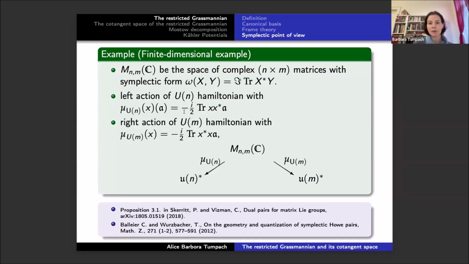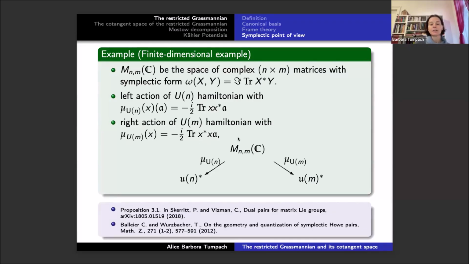Don't trust me with the sign, it's probably a plus here, depending on the conventions. There is another action, this time of the group UM on the right, which is also Hamiltonian, and you see the moment map is very similar.